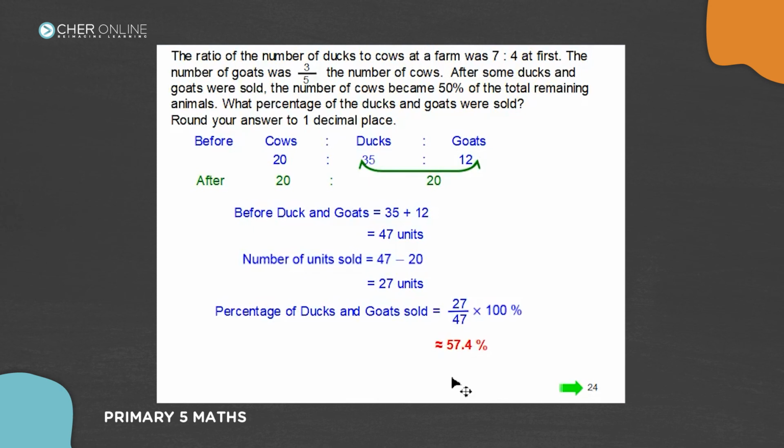Okay, so in this CHER challenge question, I gave you all what you call repeated identity. I also gave you all change quantity, and then of course the final part, which is the percentage part, where you convert a fraction into a percentage.